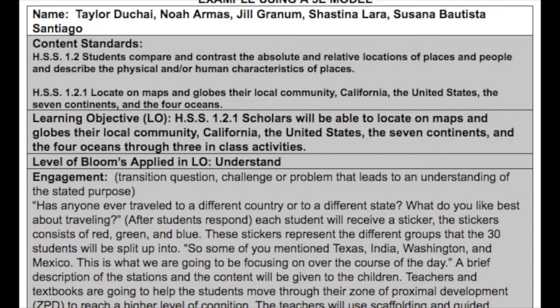And then they would do the same thing and work on another activity, and they would each pertain to locating on the map their local community, California, United States, 7 continents, and the 4 oceans. And the level of Bloom's that we used was understand.